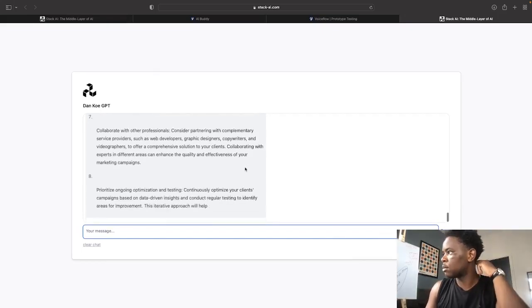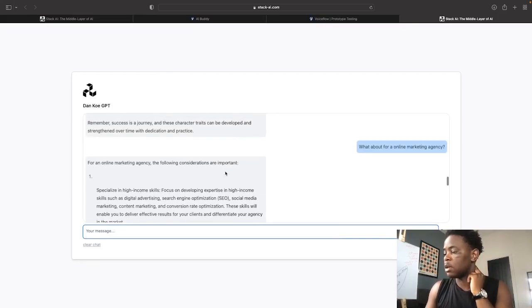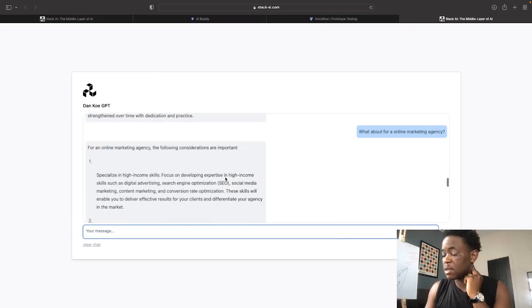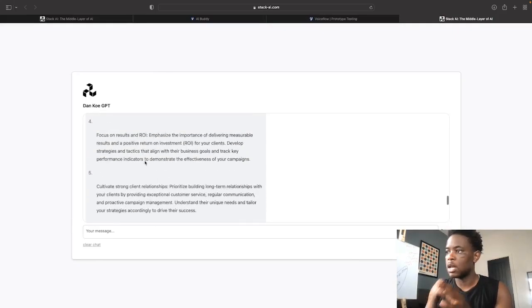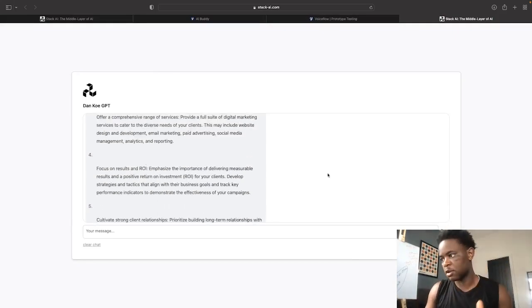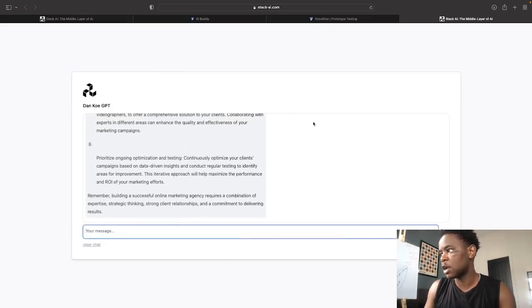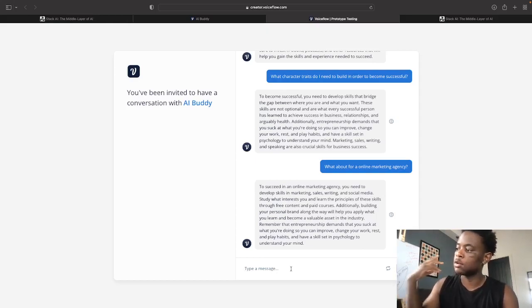So similarly to Voiceflow, it's giving us answers about how to be successful in an online marketing agency. I would say again, if you look at the way that the responses are structured, I like the spacing, I like the clear separation in how it's giving us the responses. And I would say I do prefer Stack's structure and response over Voiceflow so far.